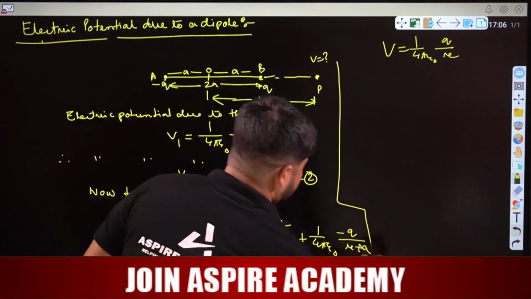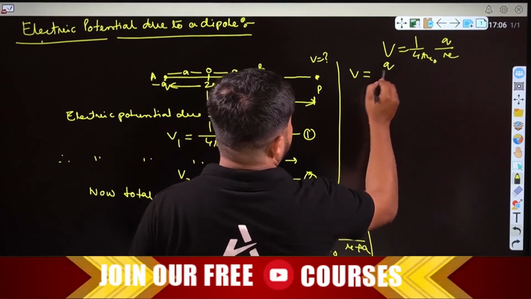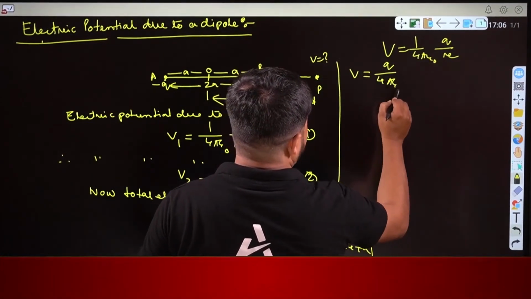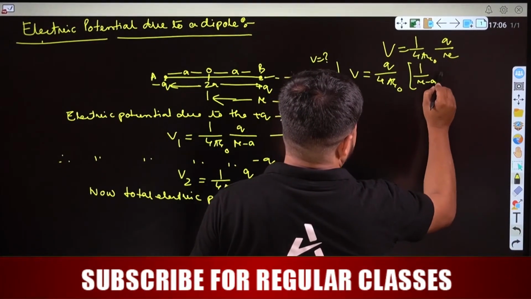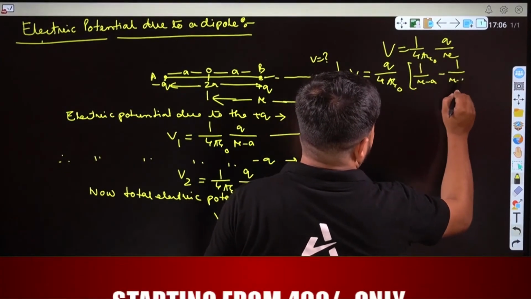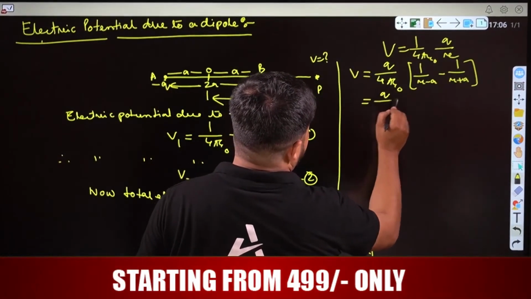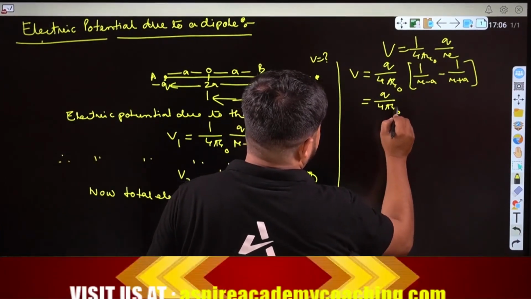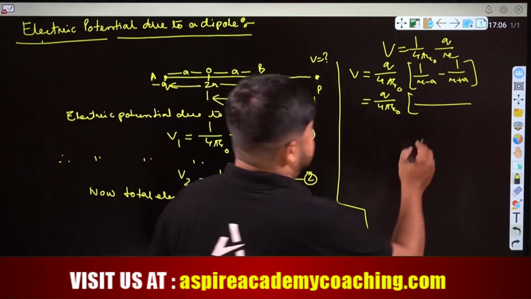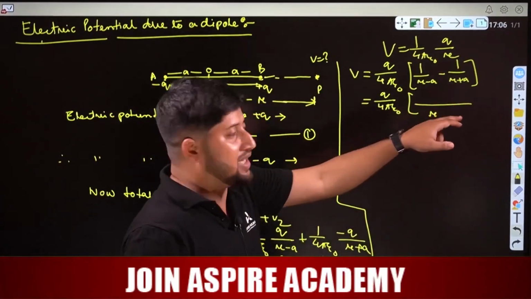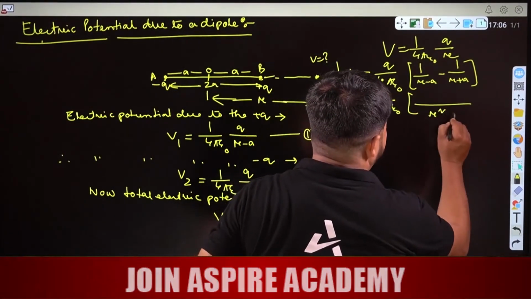Then I will complete this on this side. So what will the total potential be now? What can we take common? q by 4 pi epsilon naught is common. So this is 1 by r minus a minus 1 by r plus a. After that, q by 4 pi epsilon naught times what? What do we take as the LCM? r plus a into r minus a. r plus a into r minus a is like a plus b into a minus b, whose formula is a square minus b square. So here it is r square minus a square.